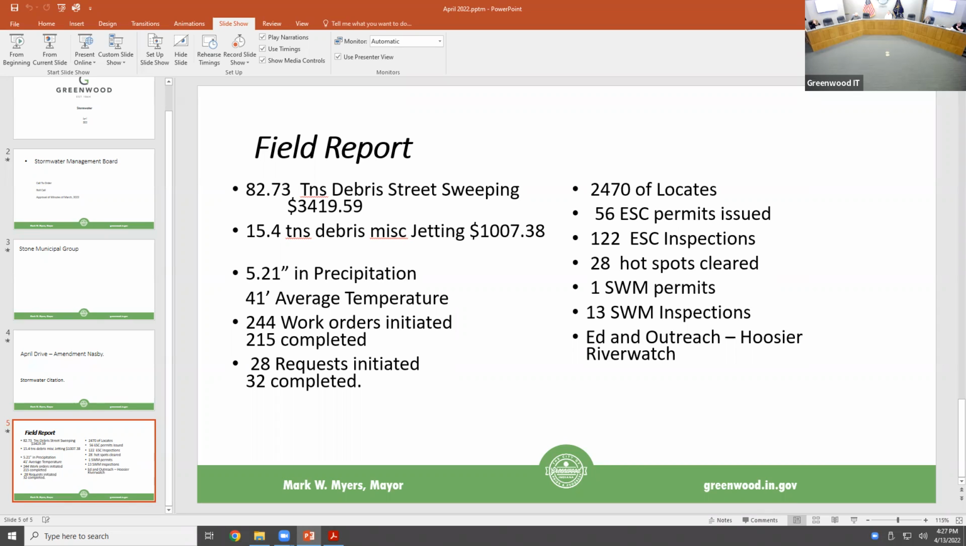244 work orders initiated, 215 completed, 28 requests initiated, 32 completed. Locates are going back up, so we had 2,470 locates, 56 ESC permits issued, 122 inspections, 20 hotspots cleared, 1 stormwater management permit issued, 13 inspections, and education outreach. Ms. Allison went to Sugar River Watch, so she's going to be a certified trainer. Good, good. Very good. Congratulations. And that's all I have. All right.